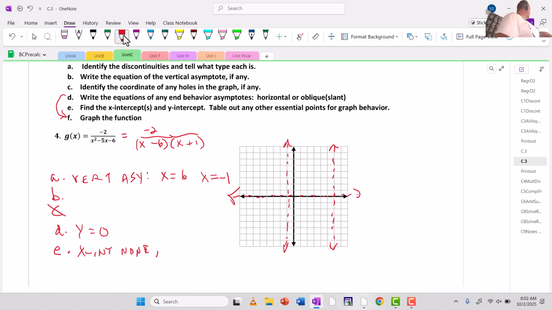Y-intercepts, remember, you plug in 0 for X. So you plug in 0 for X. These become 0. This is what you're supposed to do with your intercepts. 0 squared minus 5 times 0 on the bottom minus 6. You just get negative 6 on the bottom. So the y-intercept is 0 comma 1/3, negative 2 over 6. Go and graph that.